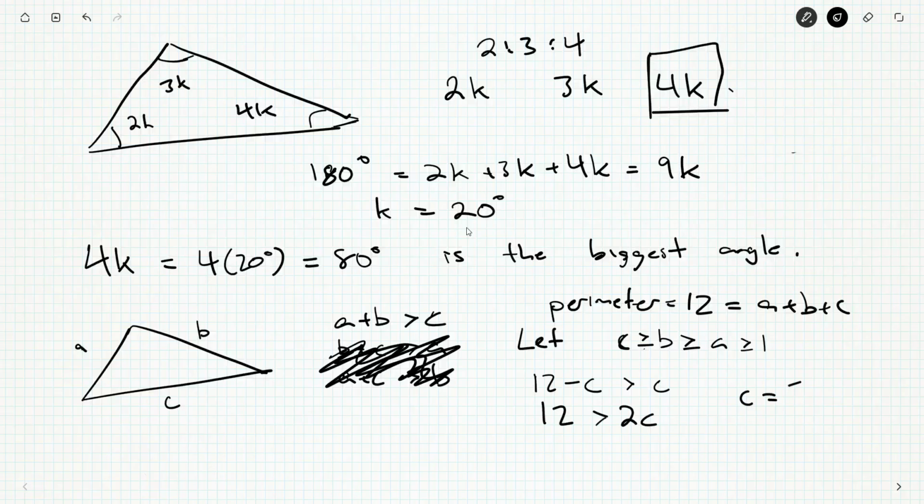So C is at most 5. Okay, C can't be 6, because then you could have 6, 4, and 2, but that's going to be one of those flat triangles. So C can be at most 5. Fantastic. That tells me A plus B is at least 7. I think what we should probably do is work out some cases. So C could be 5, sure.